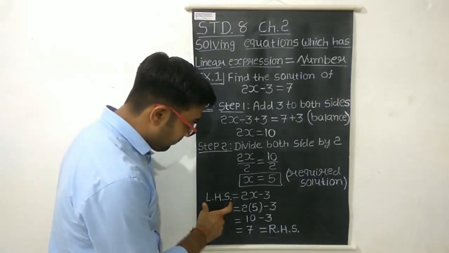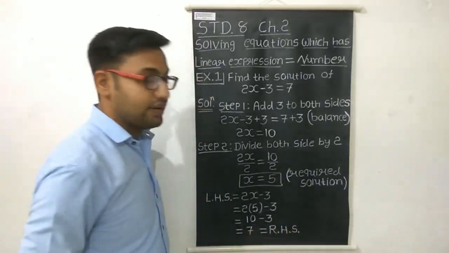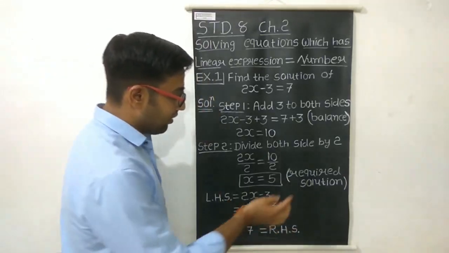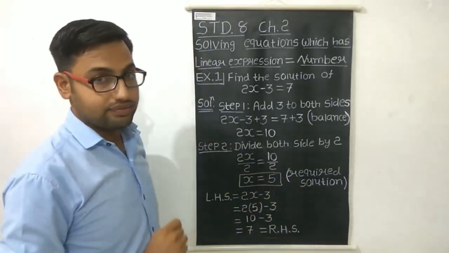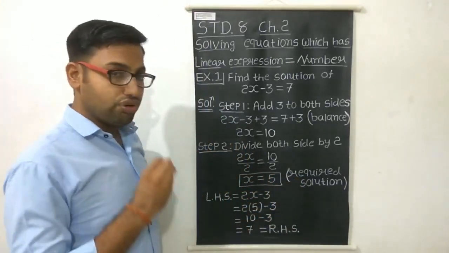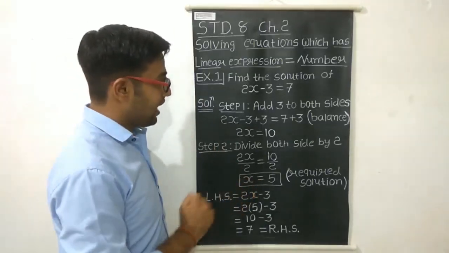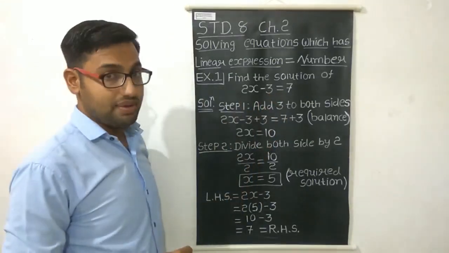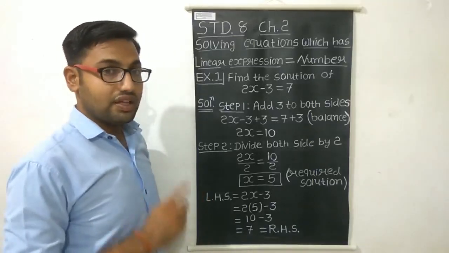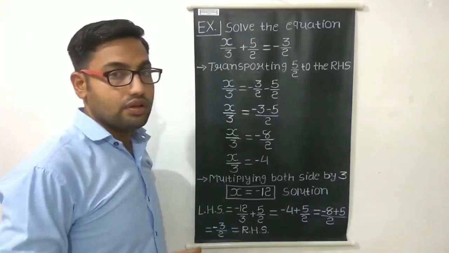So left hand side part is equal to the right hand side part. So that means our solution is correct. Right? So do you think that any other value of x we can find such that this equation remains balanced? Think about it.